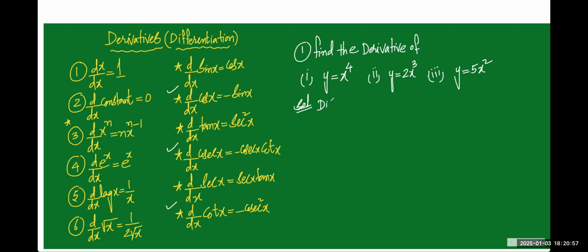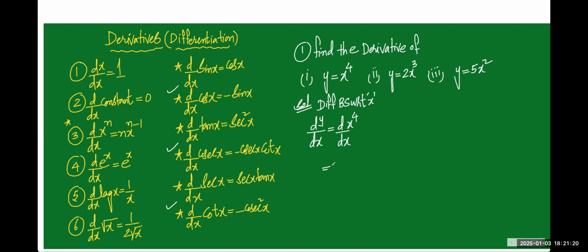Differentiate both sides with respect to x, WRT, with respect to x. This means we are applying d by dx for both of these two terms. d by dx of y is equal to d by dx of x to the power 4.